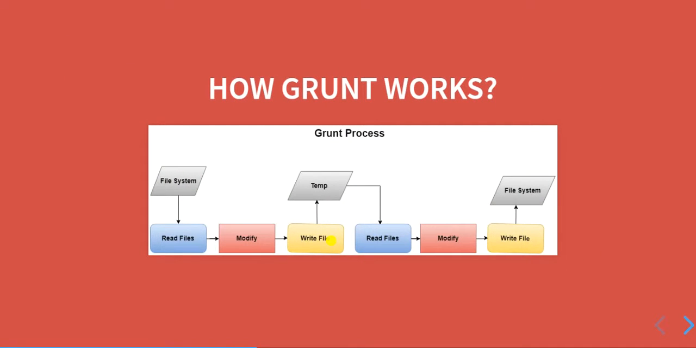Let's see how grunt works. So grunt first reads the file system, takes the file, does the modification and writes it to a temporary location. Then when it comes to the second task, it takes the temporary file, reads the data, modifies it and writes to the file system. So grunt flows through temporary files until it completes all the tasks. So this way it slows down the process.